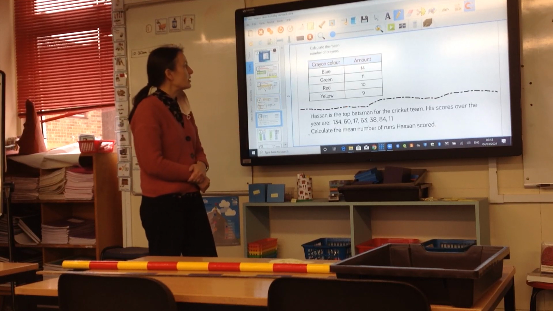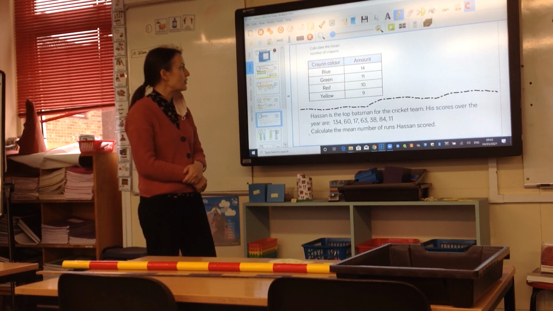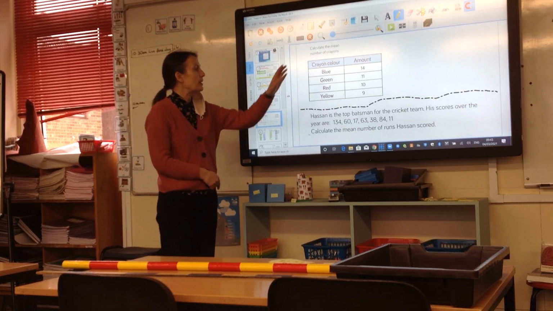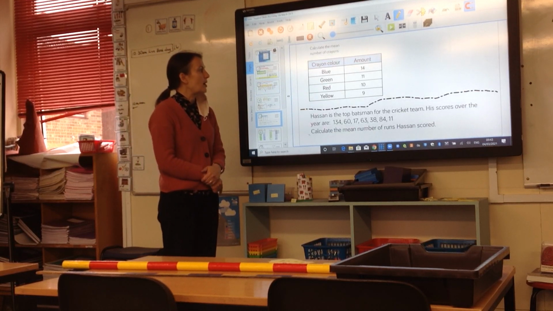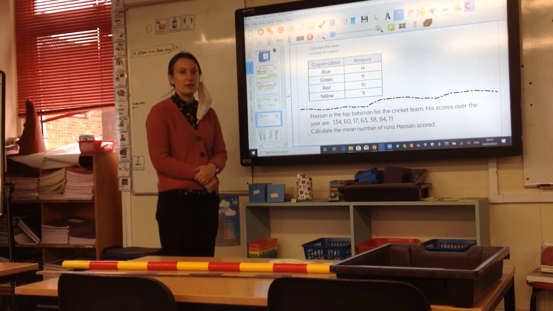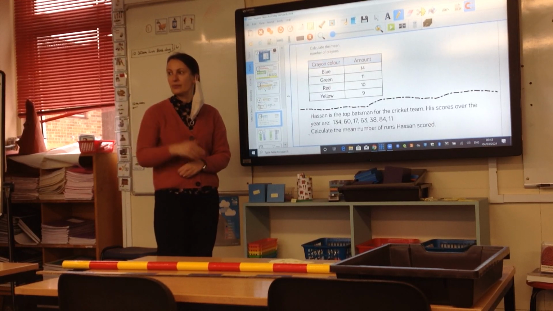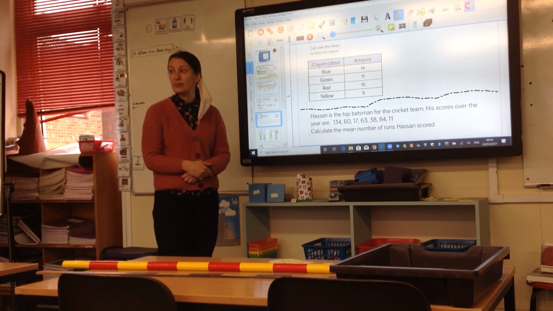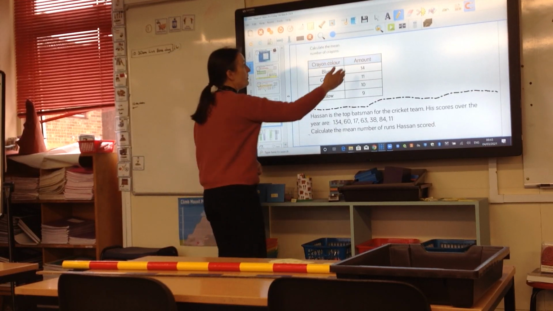Okay, that's good. Right, let's take a look at this example. Here we've got crayon colours in this table. We've got blue, green, red and yellow, and we've got the amounts there. So our first job is to do what? Count up the amount, yeah, the total number. So we're going to count up the amount here.